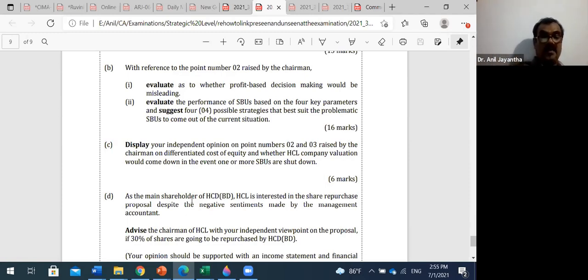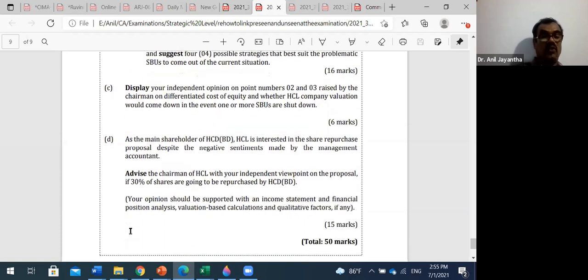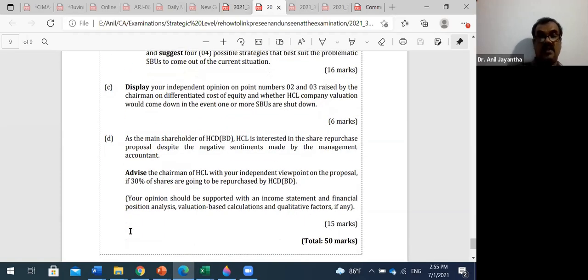As the main shareholder of this, now your role is different. HCL is interested in the share purchase proposal despite the negative sentiments made by the management accountant. Then advise. Just see, advise. In advising, again, you need to explain both pros and cons. With both pros and cons, what is the best course of action? Otherwise, it is not going to be advice. Actually, advice and recommendation go hand in hand to some extent. So this is how the corporate finance paper is.